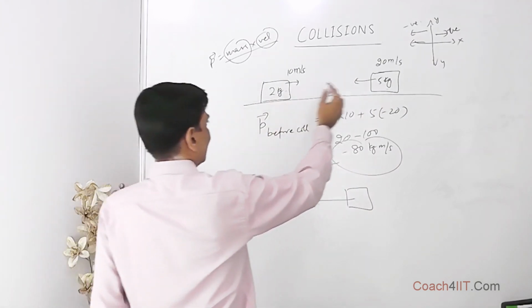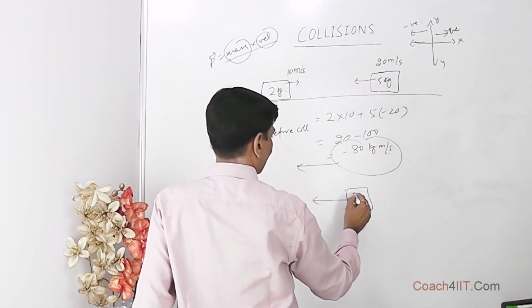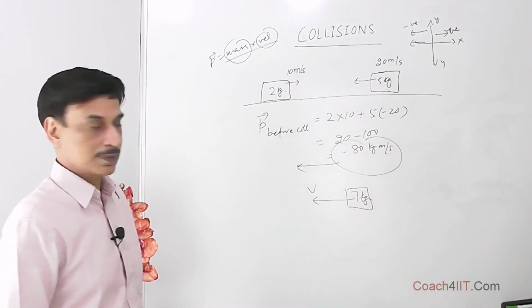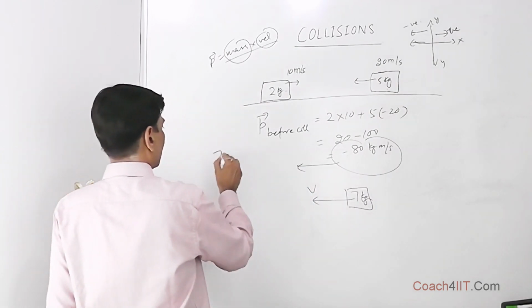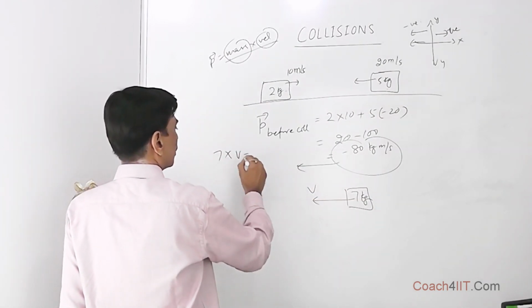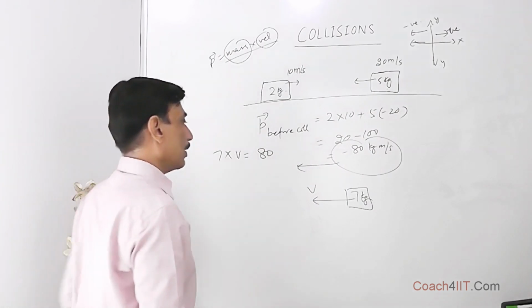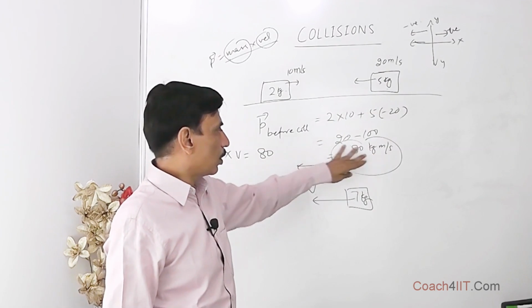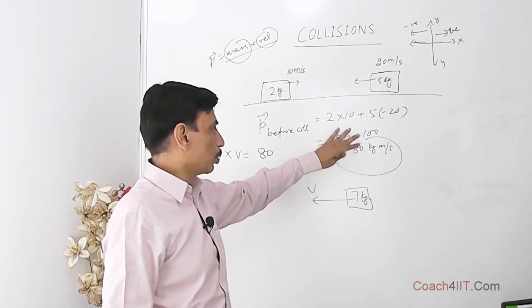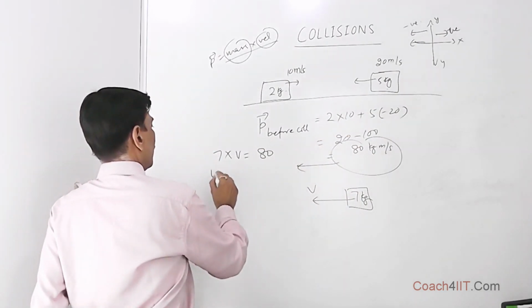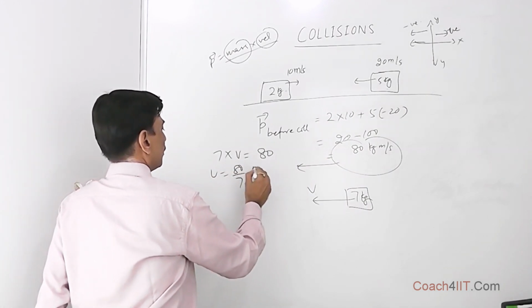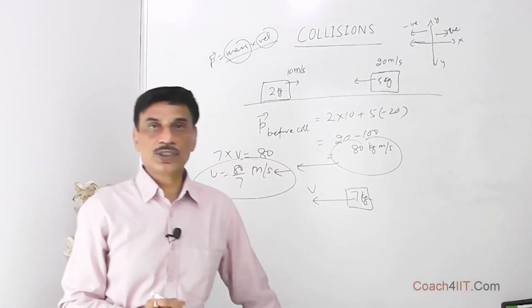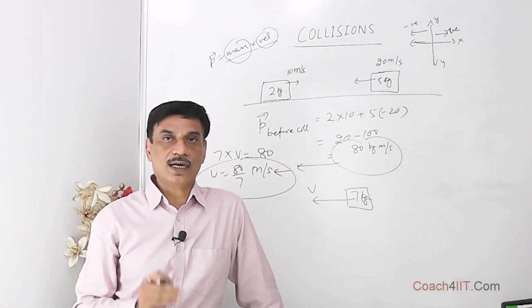When these two bodies are stuck together, the total mass is 2 plus 5, that is 7 kg, and the 7 kg should be moving in this direction. So 7 into V, where we have taken V in this direction, should be equal to 80. Don't say minus 80, we have already taken it as 7 into V. Minus means in this direction also. So it is 80 kilogram meter per second in this direction, and that should be equal to 7 into V. So V comes out to be 80 by 7 meter per second in this direction. So we get the velocity of the combined mass after the collision.